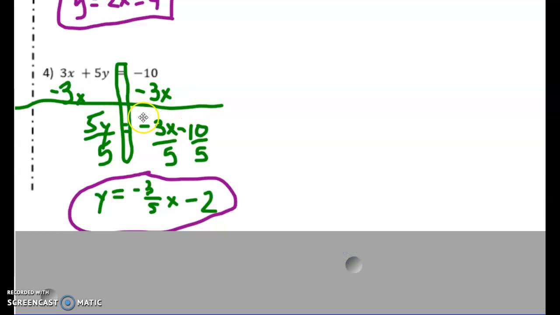All right, so over here we've got negative 3/5, and that's going to stay. We've got negative 10 divided by 5.